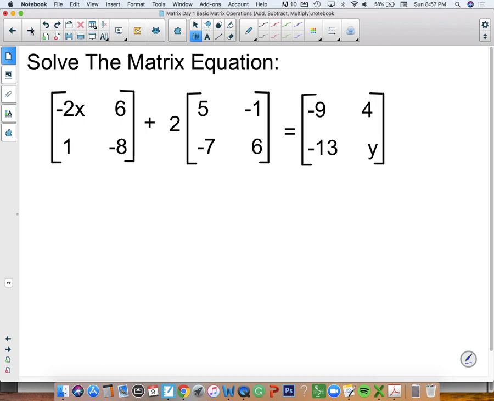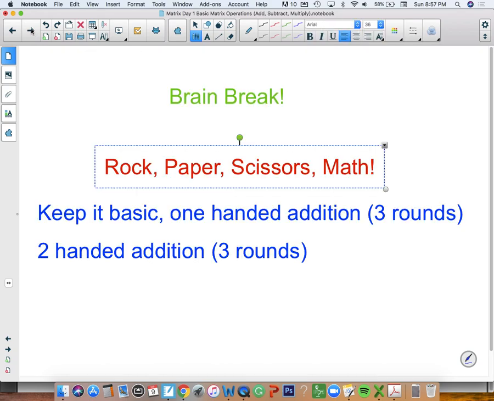And I think we have a brain break, okay? So, quick brain break, rock, paper, scissors, math. You guys love this. Everybody gets pretty excited about it. Try not to get too crazy. We'll just keep it basic this time. Do 3 rounds, one-handed addition, 3 rounds, two-handed addition, okay?